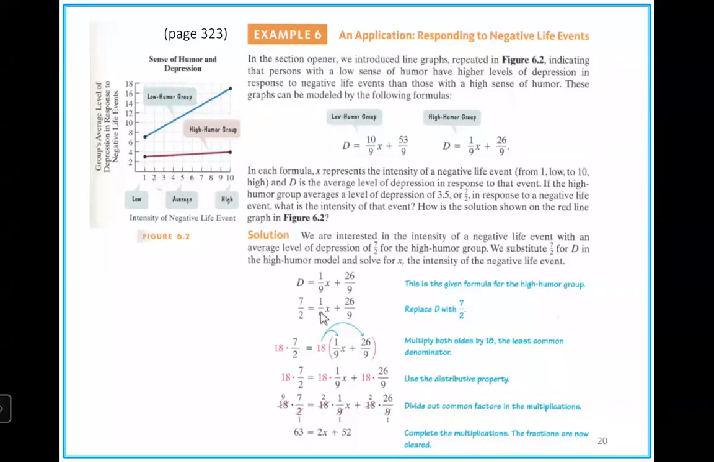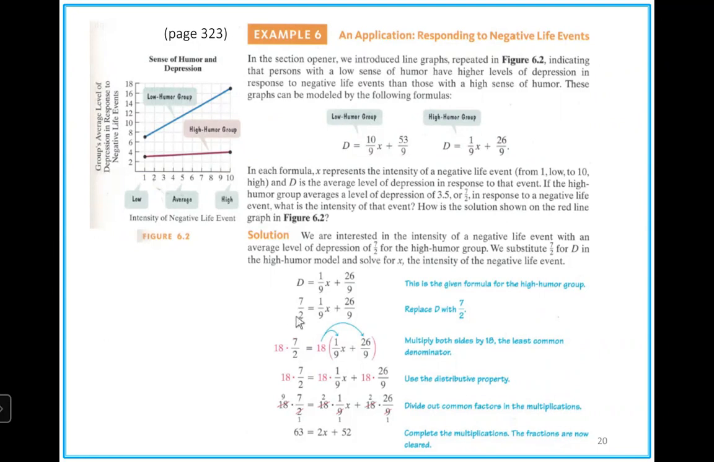So basically, we're going to be substituting. We're going to put 7 over 2 in place of D. So we're using the high humor group formula, putting 7 over 2 in place of D, and then we're going to work out what x is. And remember, it says x represents the intensity of the life event, the negative life event. And you're asked to actually work out what that is.